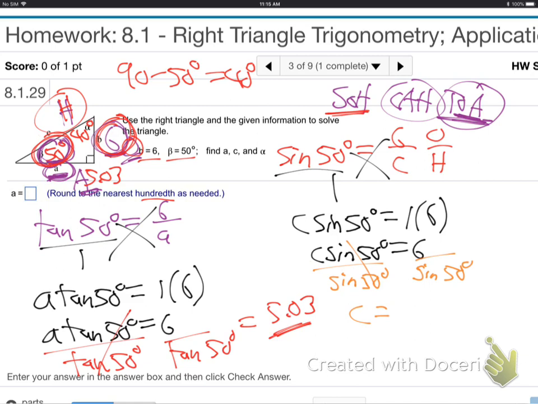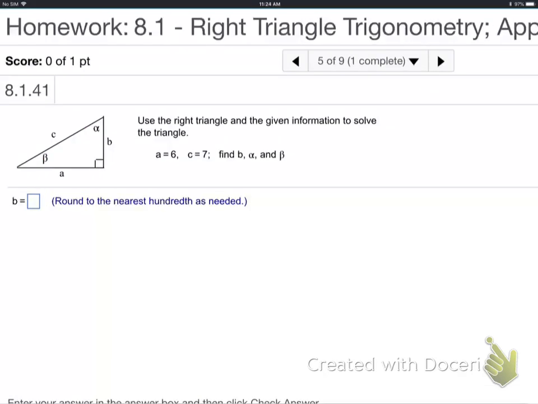Where is the sine? Sine 50. I'm getting 7.83. So we solved the triangle. We found all the sides and all the angles just using SOHCAHTOA. Nothing new to you, right? You could have done that lecture. All right, good? Remember that from your trig days? Questions I can answer? Onward, Dave.